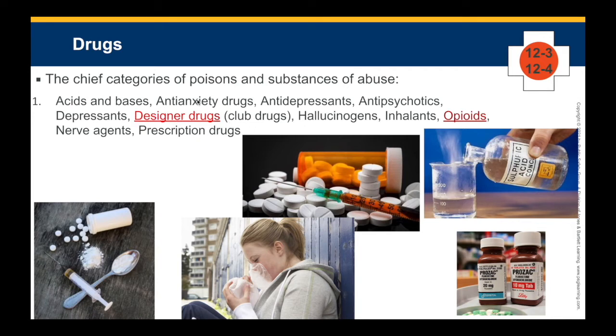All types of designer drugs that are out there, club drugs we call them, and there's so many different types. And it's important to remember that it seems like every year there's new types of drugs coming out, and new ways that people are going to abuse different chemicals.